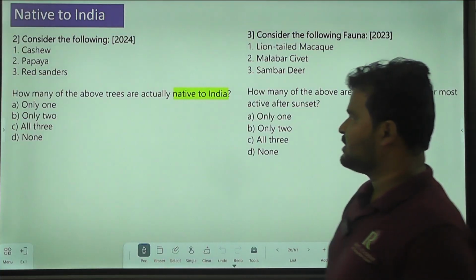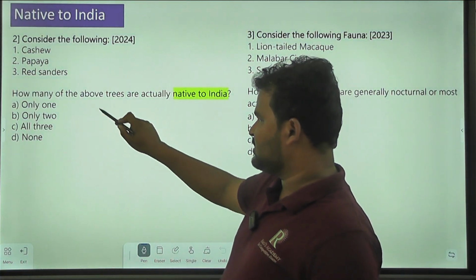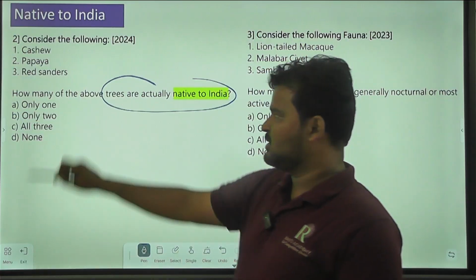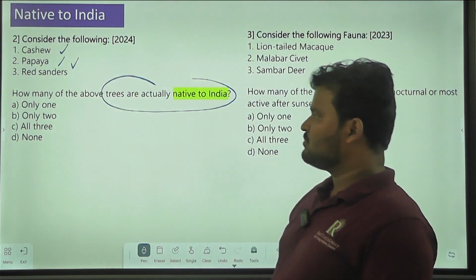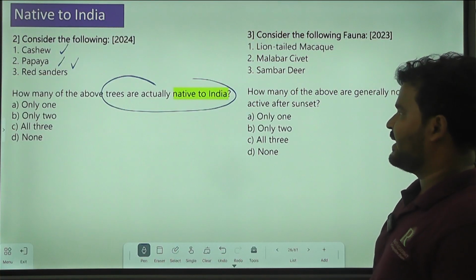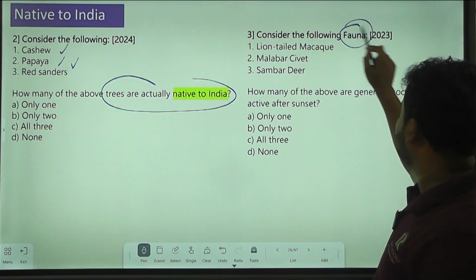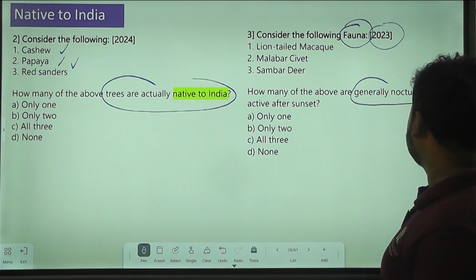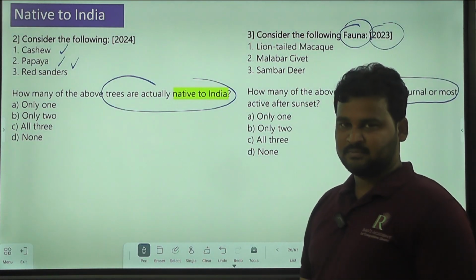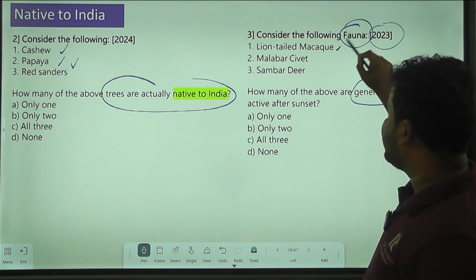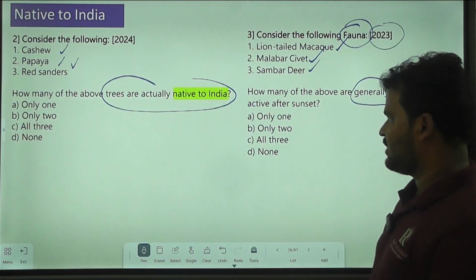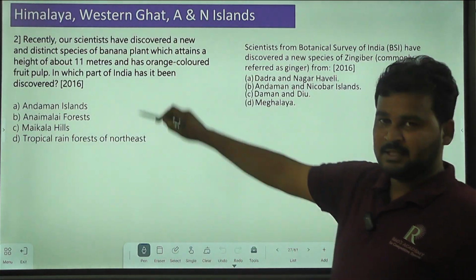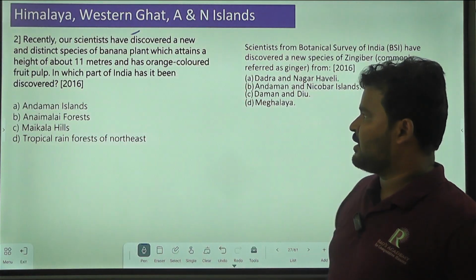And after that, native to India. We know that he's asking how many of these trees are actually native to India, with questions like cashew, papaya, red sanders. We have to find the native species. And like 2023: consider the following. How many are generally nocturnal or most active after sunset? Again lion-tailed macaque, Malabar civet, sambar deer. Repeated ones.